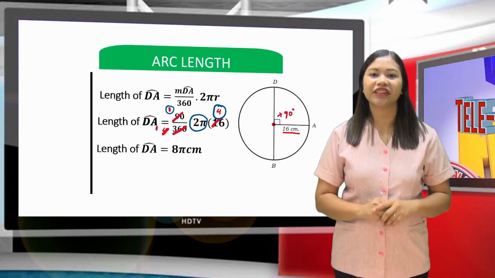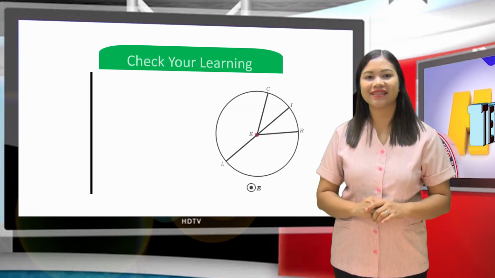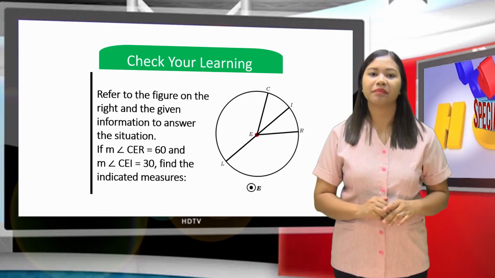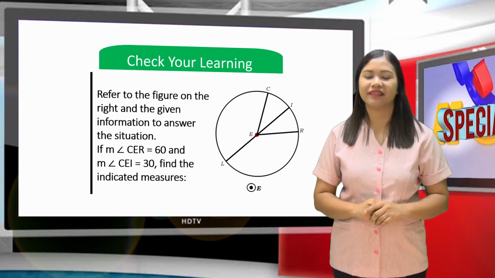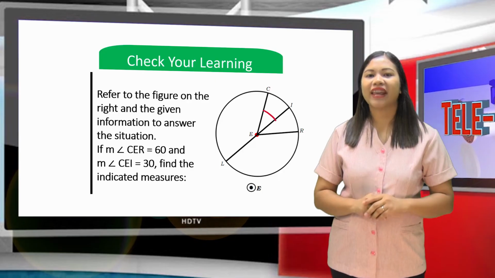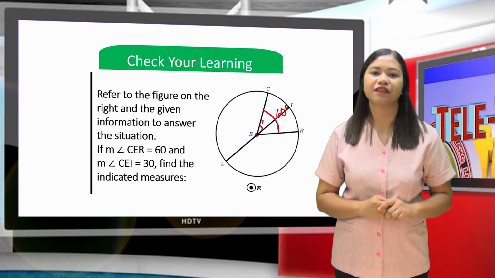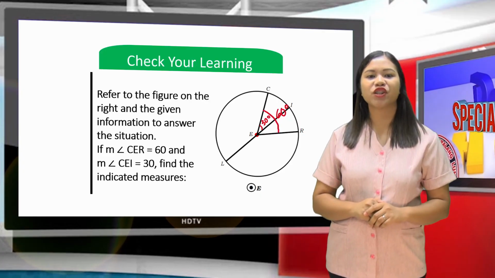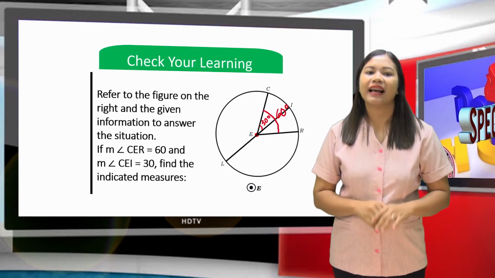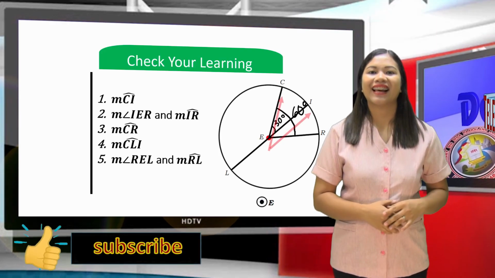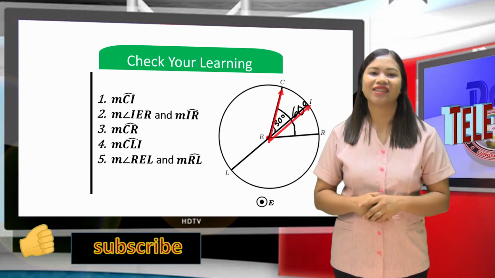Now let's check your learning regarding our lesson. Refer to the figure on the right and the given information to answer the situation. If the measure of angle CER is 60 and the measure of angle CEI is 30, find the indicated measures. Let's label the figure to help you out. Now let's check your answers.